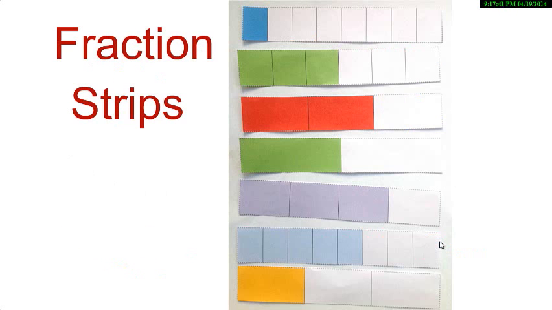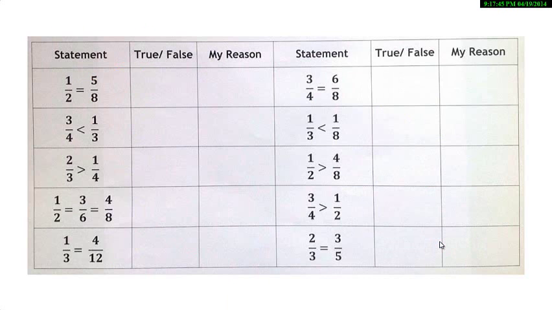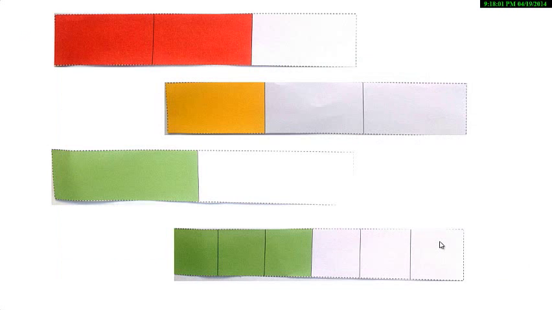Today, you're provided with a number of fraction strips and a lab observation sheet which has a number of statements. Using your fraction strips, you will write whether each statement is true or false and give reasons for your answer. Look carefully at each fraction strip. The first thing you will do is to identify the shaded fraction.